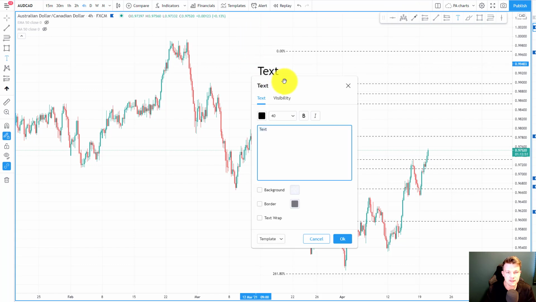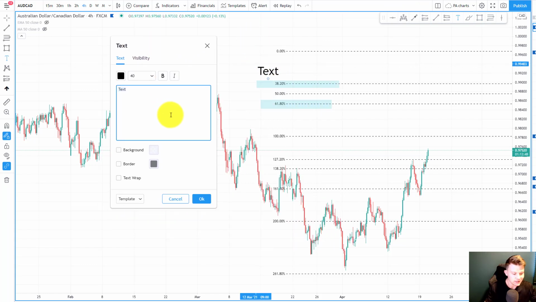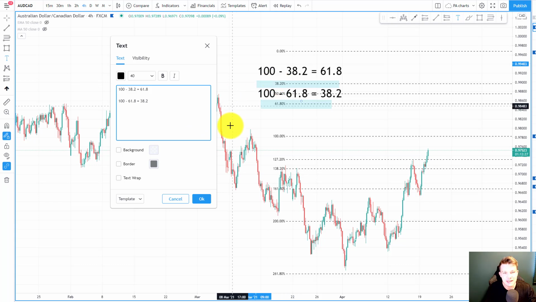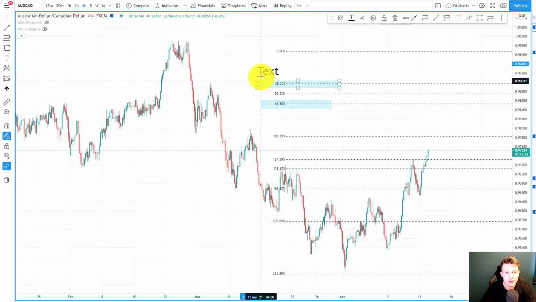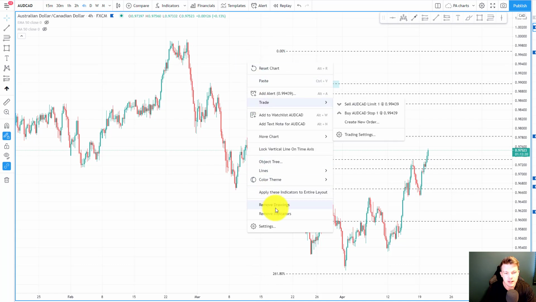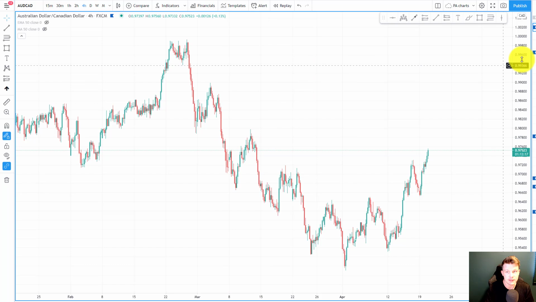But exploring first grade math, or probably second or third, when we look at Fibonaccis and percentages, we need to understand what we are looking at. 100 minus 38.2 is 61.8, obviously. And if we look at 100 minus 61.8, then we're going to have, you guessed it, 38.2. So it doesn't matter in which way you're looking at Fibonaccis, whether you have your 61.8 here or your 38.2, it's going to be the same. So relax, everybody, in the comments.